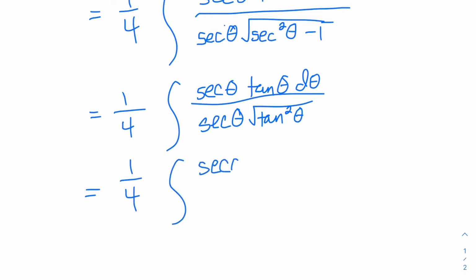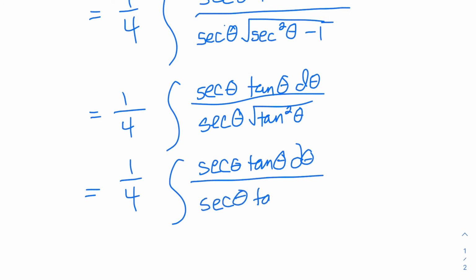We've got secant theta tan theta d theta in our numerator, and we've got secant theta tan theta in our denominator. So a huge chunk of this integral that might look quite complex at first glance all of a sudden simplifies in a very friendly way for us here. So now we're left with 1/4 times the integral of just d theta.